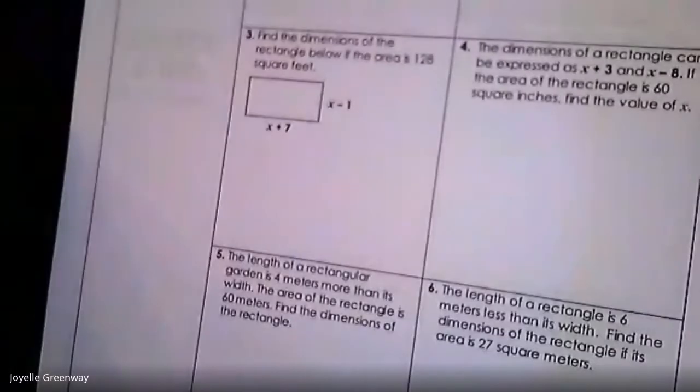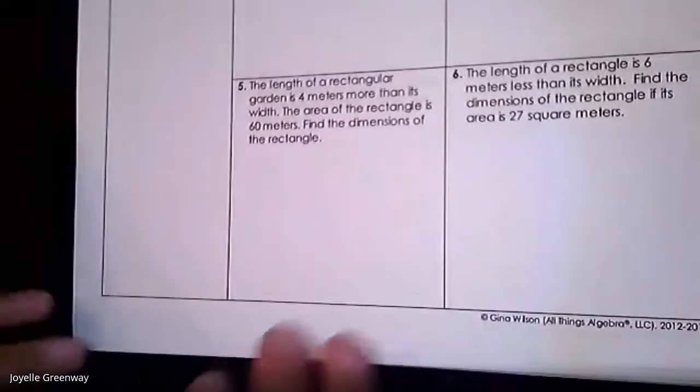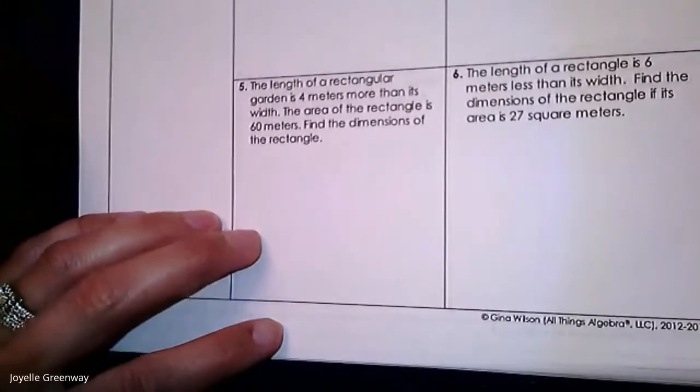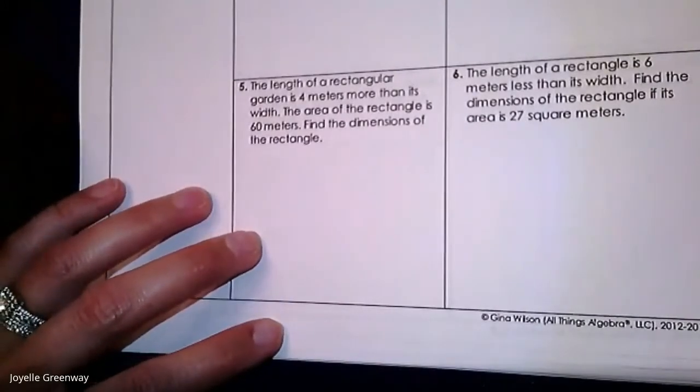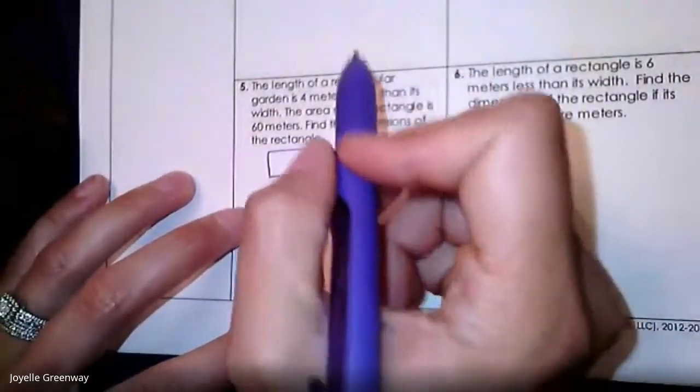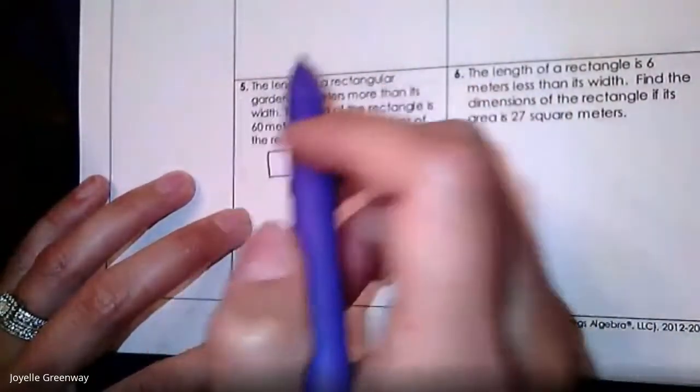So I am going to turn on the document camera, and we're going to start with example 5. The length of a rectangular garden is 4 meters more than its width. The area of the rectangle is 60 meters. Find the dimensions. So we have our rectangle, and the length is 4 meters more than its width.